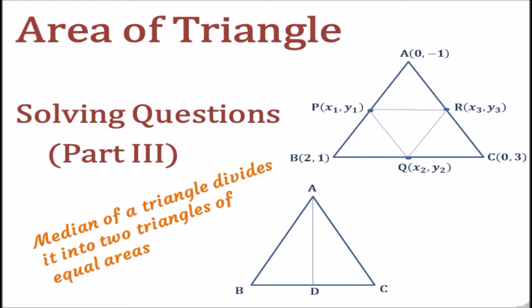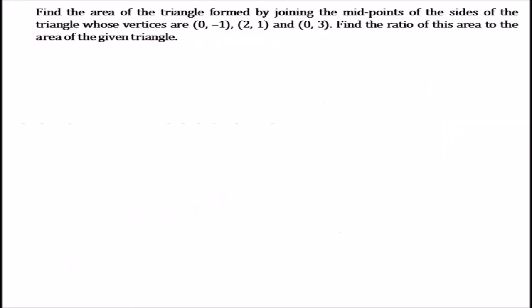Hello dear students, this is the third part of the series solving questions under area of triangle. The first question for the day is we need to find the area of the triangle formed by joining the midpoints of the sides of the triangle whose vertices are (0, -1), (2, 1) and (0, 3). We also need to find the ratio of this area to the area of the given triangle.